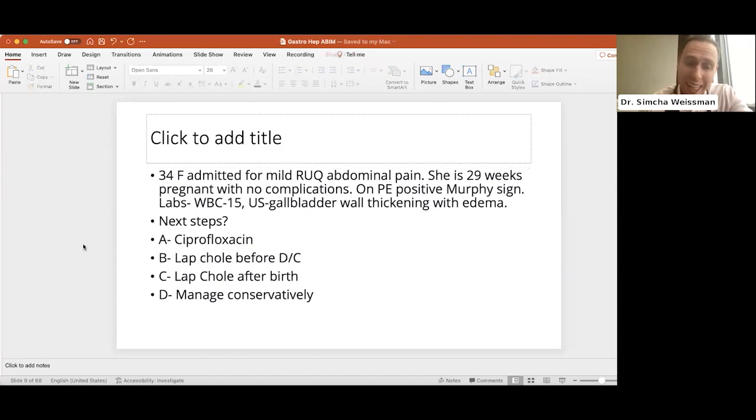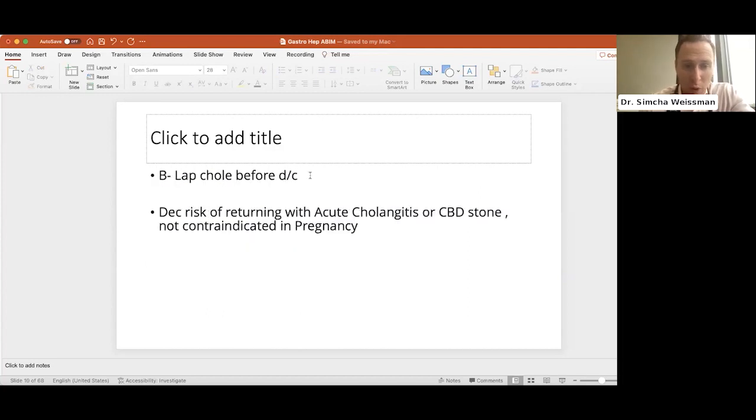The guidelines are very clear with women who are pregnant and have acute chole. The answer is lap chole before discharge, because they have a very high risk of returning with a common bile duct stone or acute cholangitis. So it's an absolute exam favorite.